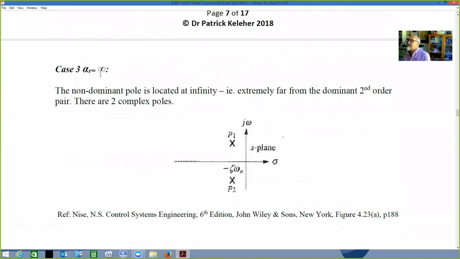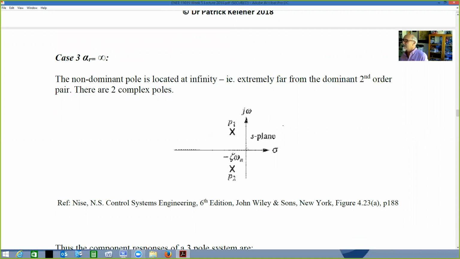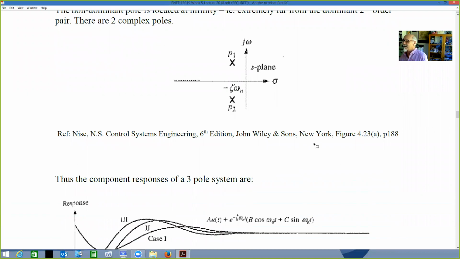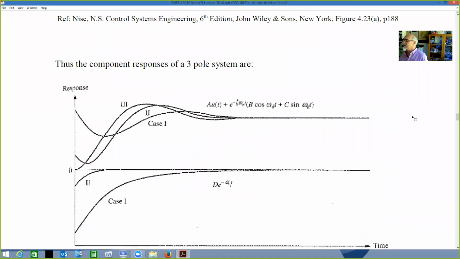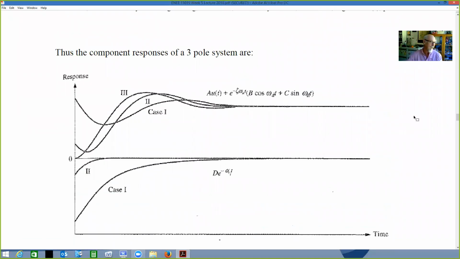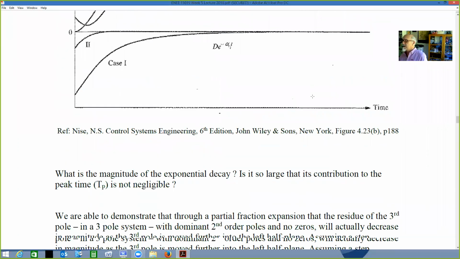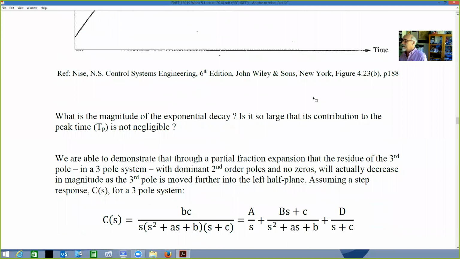And then the third case is what if you keep shifting this pole out all the way to infinity. That's what we've been doing, shifting it further and further into the left half plane. So the non-dominant pole is located at infinity; that is, it's extremely far from the dominant second order pair. There are your complex poles, and therefore you have that configuration. Thus, the component responses of three-pole systems look like that. As I say, this is just the mathematical theory, and then we'll start applying it.